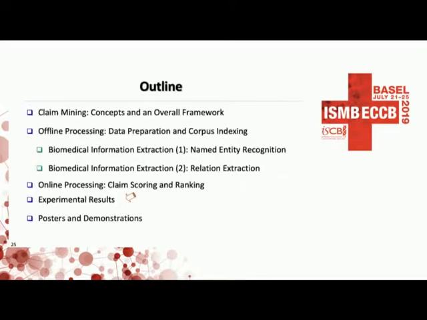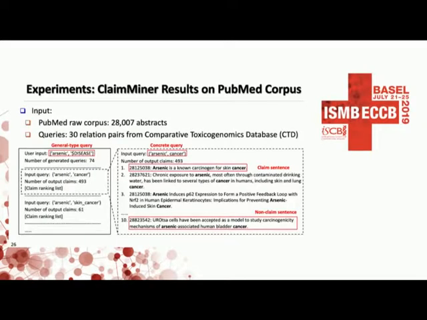So I had better show you some experimental results. You will see it could be quite interesting. For the experiments, we took a PubMed raw corpus with 28,000 abstracts. With this we get 30 relation pairs from the previous database, the Comparative Toxicogenomics Database. We take that database, and you can actually see the matching there.